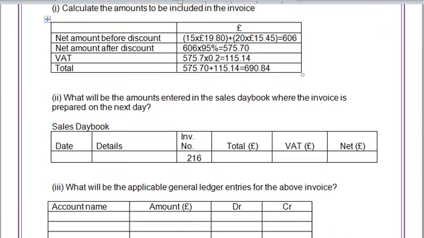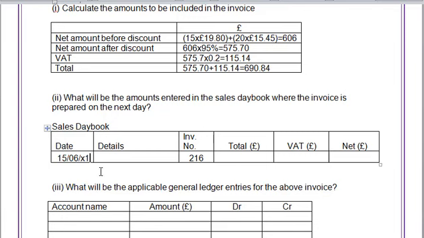We will then look to entering the invoice amount into my sales daybook, and we're literally just filling in the gaps. The item was sold on the 15th of June x1, so I put that same date in there. Who did you sell it to? THS. And I have my invoice number. The total will be coming from the table above. The VAT, we've already calculated that as well. And the net, we have calculated that.